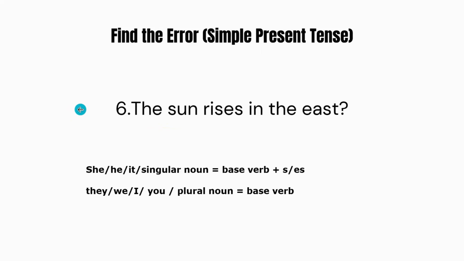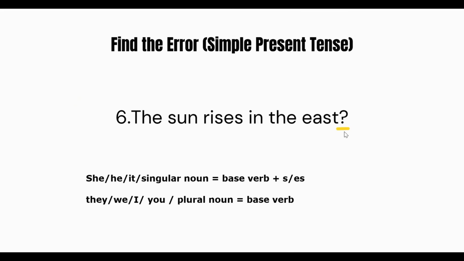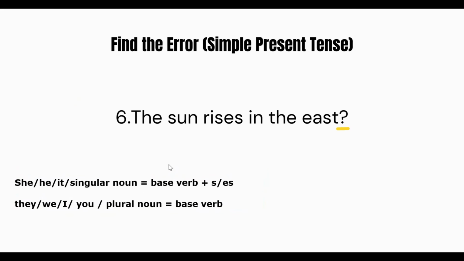Number 6, the sun rises in the east? So there's a question mark at the end of this sentence. So this is supposed to be a question. So please remember, when we form questions in the simple present tense, we use do or does. So to correct the sentence, we would have to say, does the sun rise in the east? Does the sun rise in the east?